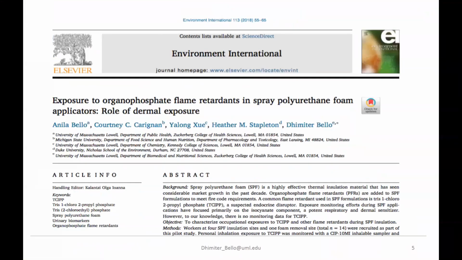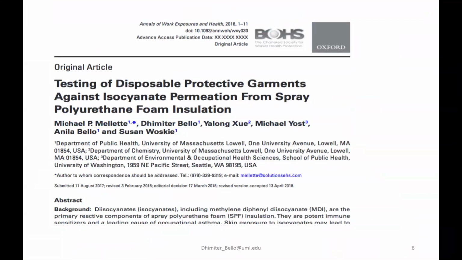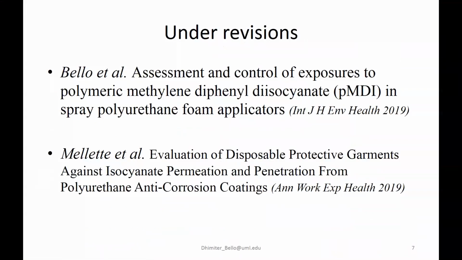I would like to take this opportunity to share with you a few papers that we published in the past year that focused on exposures to flame retardants in SPF applications, as well as a testing outcome for protective garments, from gloves to coveralls, during spray polyurethane foam applications. There are also two publications: one summarizes exposures to and effectiveness of controls in SPF applications, which is under review, and another paper that is nearing publication reports on the evaluation of disposable protective garments in industrial coatings, which relates to a large extent to the data that I will be presenting today.